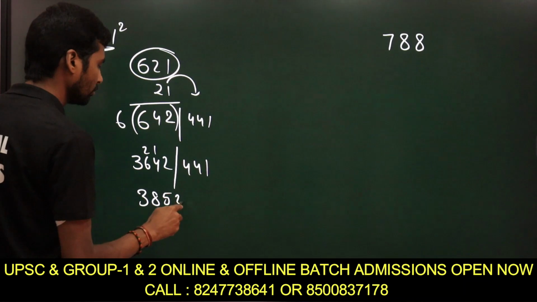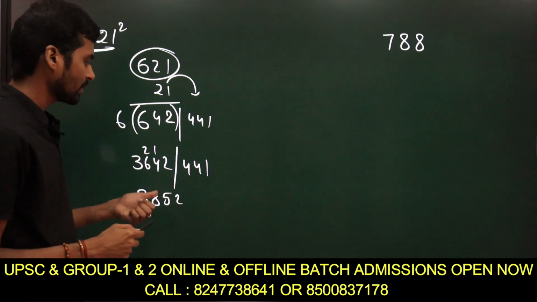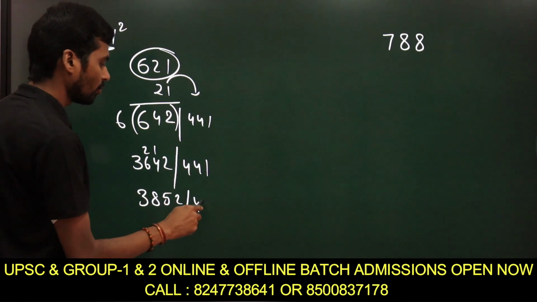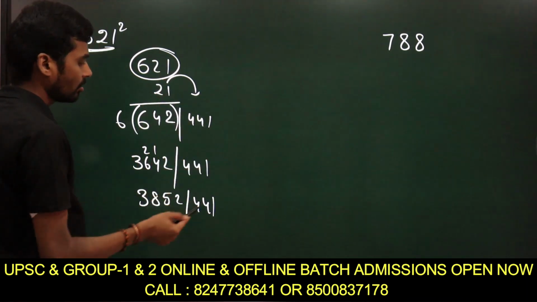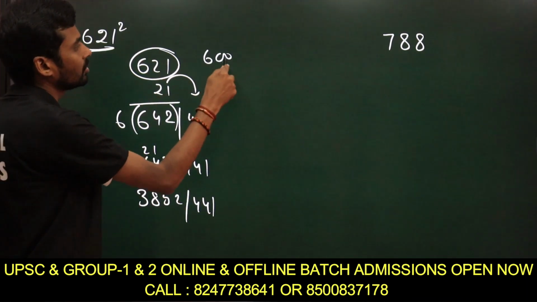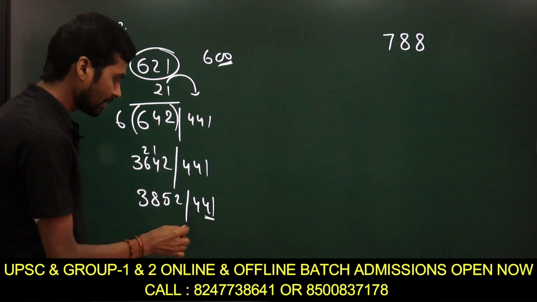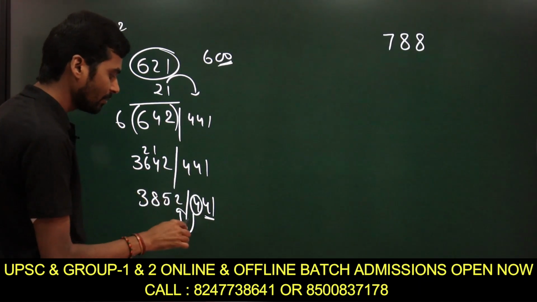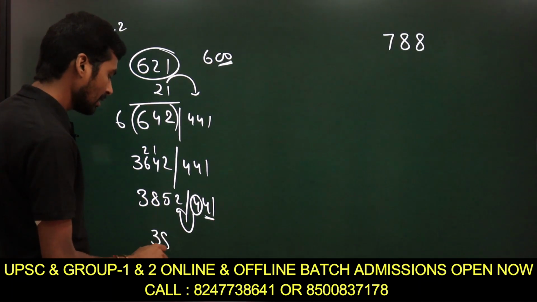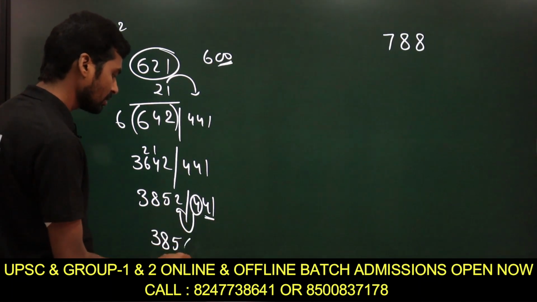3 4 5 2. So 6 plus 2 is 1, 1 plus 4 is 5, 2, and then 441. And again we had 2 zeros in the 600, which means that we should have only 2 digits in the right side part. The extra digit must be carried forward to the previous digit, right? So 3 8 5, 4 plus 2 is what? 6 4 1.